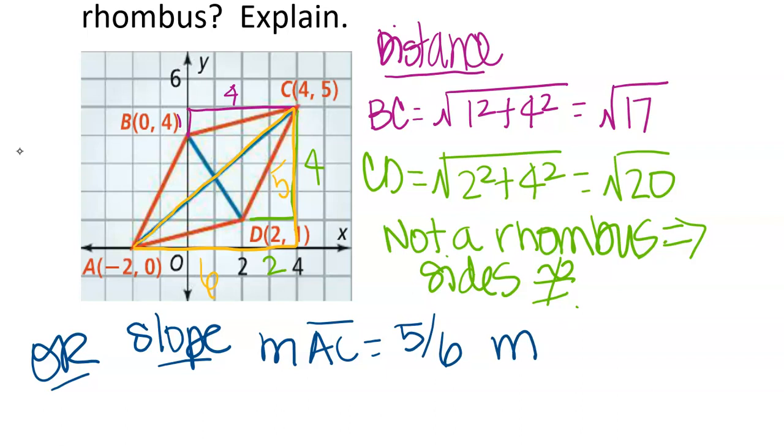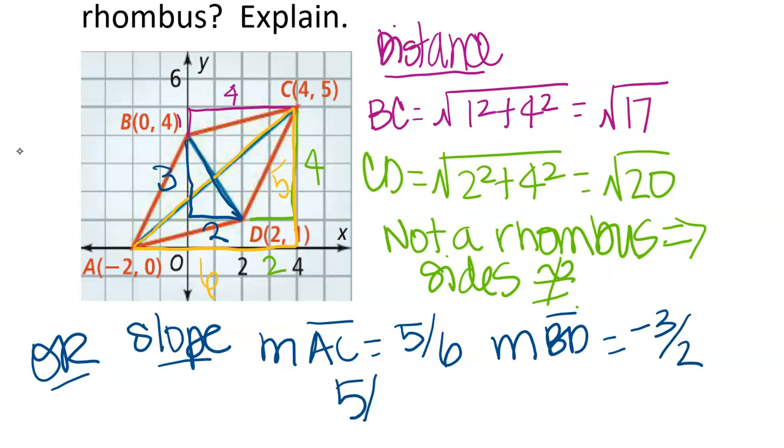Slope of BD, and that's this one. 2 and 3, negative 3 over 2. Is 5 over 6 times negative 3 over 2 negative 1? No.